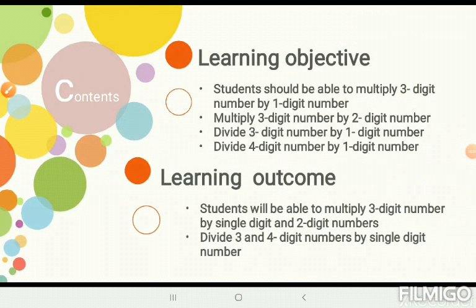The learning objectives of today's class are that students should be able to multiply a 3-digit number by a 1-digit number and also by a 2-digit number, and divide a 3-digit number by a single-digit number and a 4-digit number by a single-digit number. At the end of the class, I want my students to be able to multiply a 3-digit number by single-digit and 2-digit numbers and divide 3 and 4-digit numbers by a single-digit number.